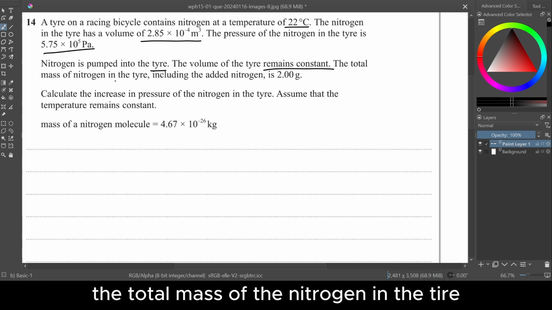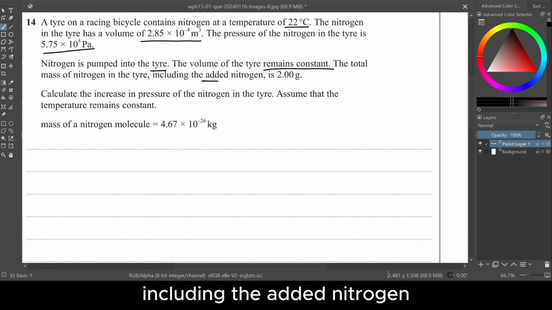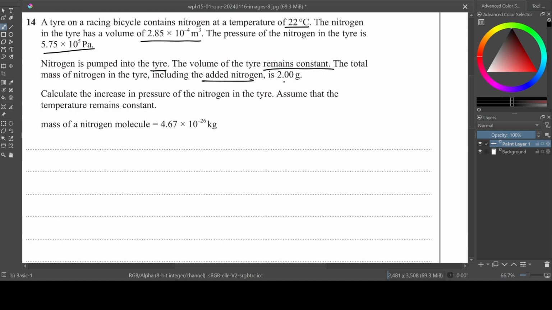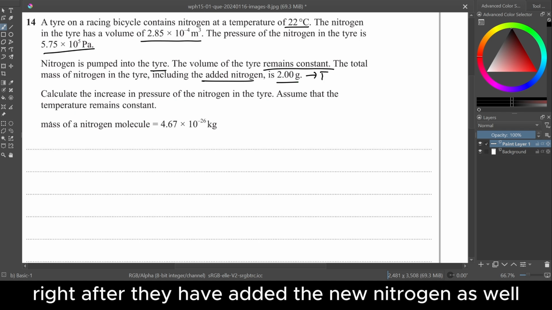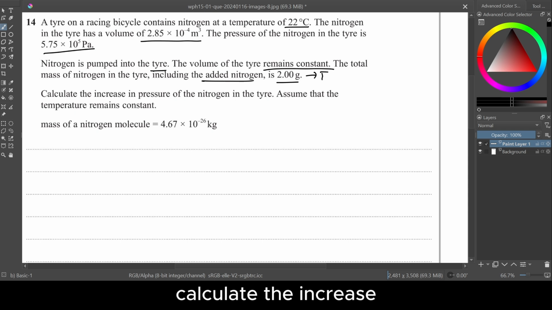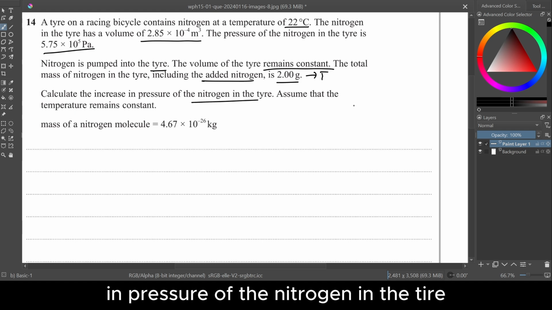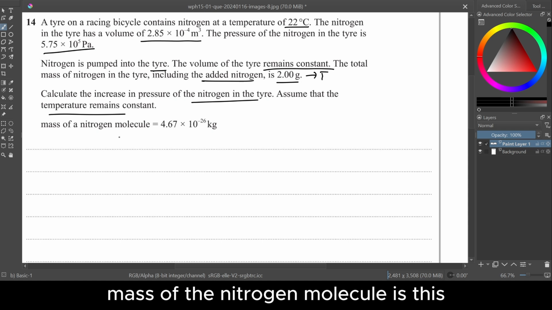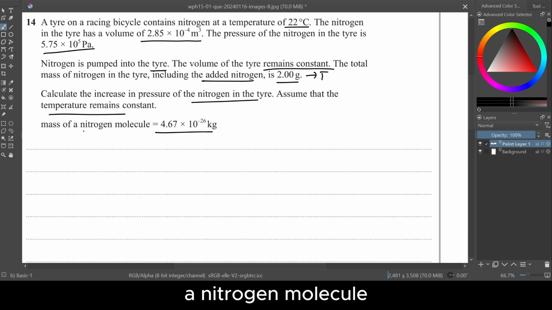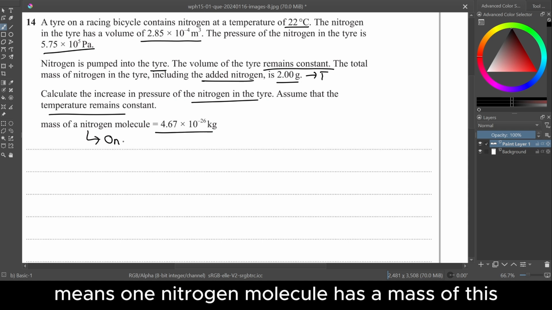The total mass of the nitrogen in the tire, including the added nitrogen, is 2.00 gram. This is the total mass, right? After they have added the new nitrogen as well. Calculate the increase in pressure of the nitrogen in the tire. Assume that the temperature is constant. The mass of the nitrogen molecule is this. A nitrogen molecule means one nitrogen molecule has a mass of this.